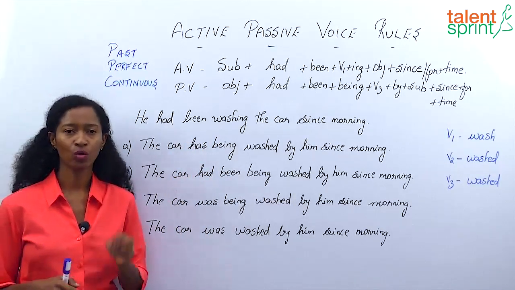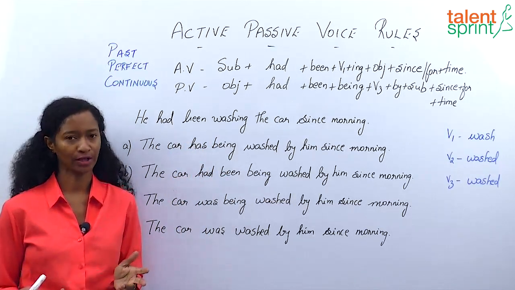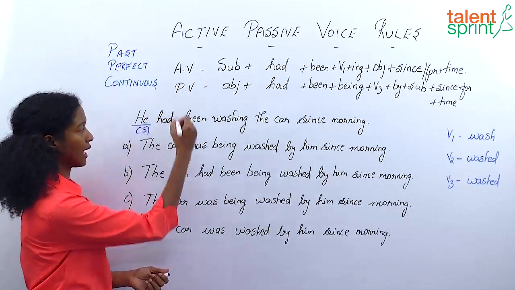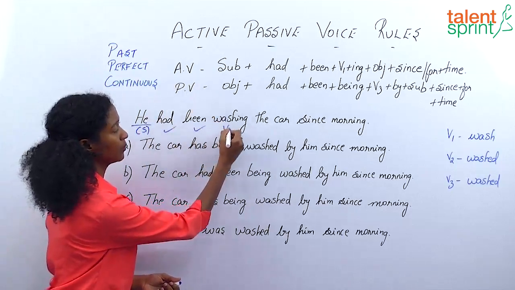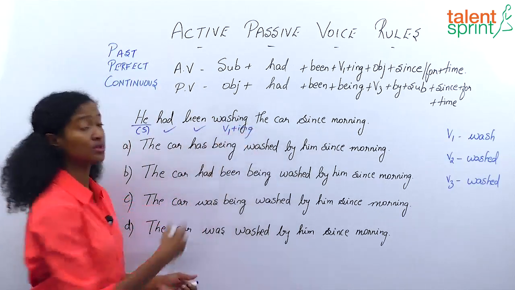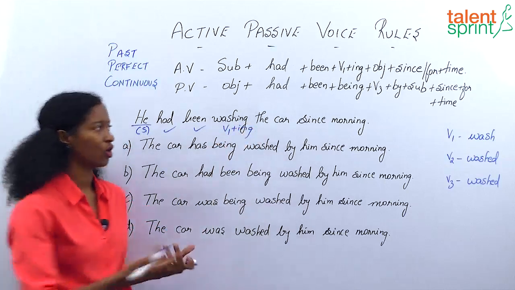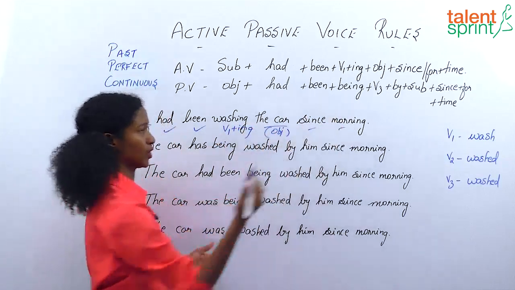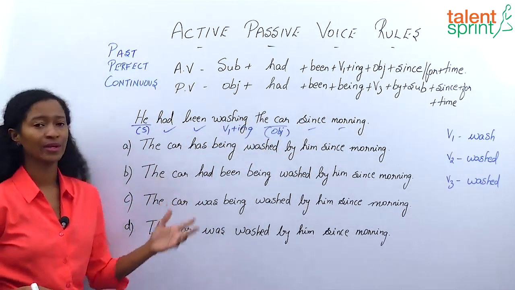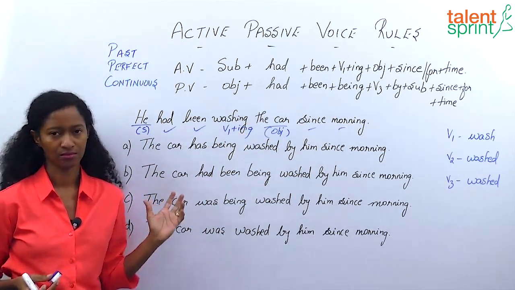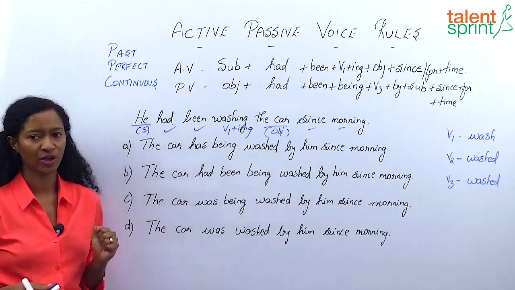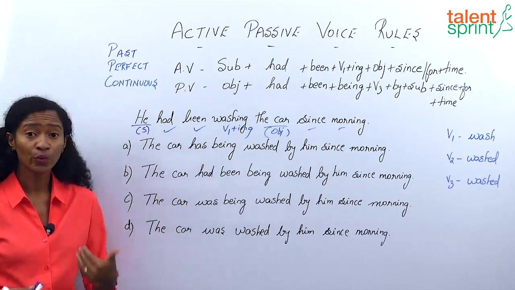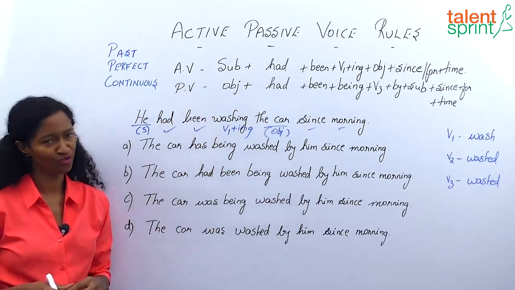Let's look at our question. He had been washing the car since morning. Who had been? He. Subject. Had been, verb 1 plus ing form. Washing what? The car, our object. Since morning. Okay. So obviously we have to have the car, the object, being the passive subject, right? And in fact all of our options give us that, the car, the car, the car. Let's look at which one meets the required form.